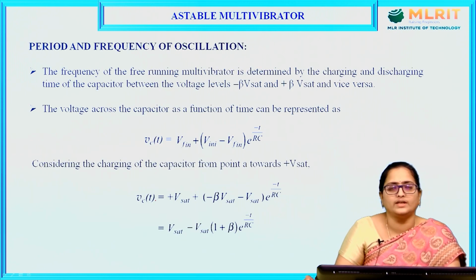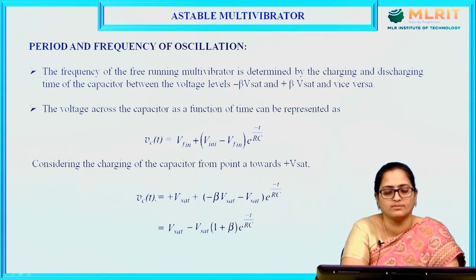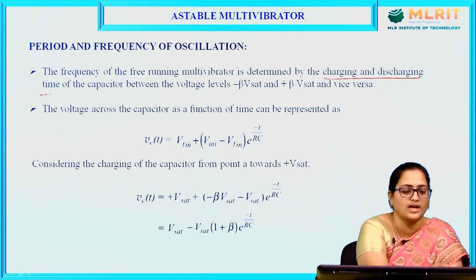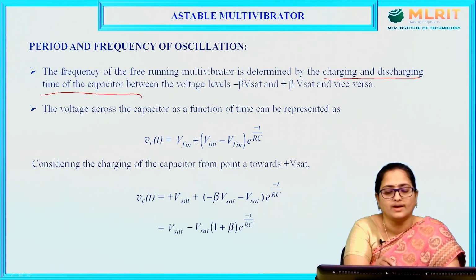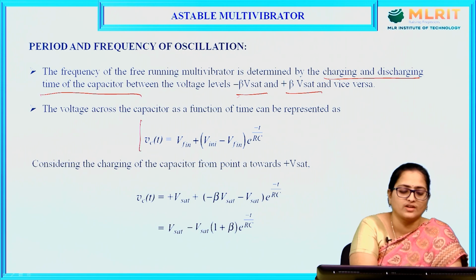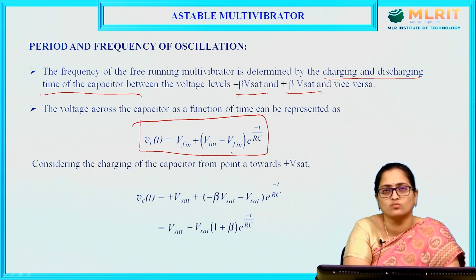Now we will determine the time period and frequency of oscillation. The frequency of the free running multivibrator is determined by the charging and discharging time of the capacitor between minus beta Vsat and plus beta Vsat, and vice versa. The voltage across the capacitor is given as Vc is equal to V final plus (V initial minus V final) into e power minus t by RC.